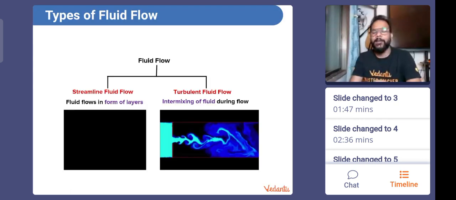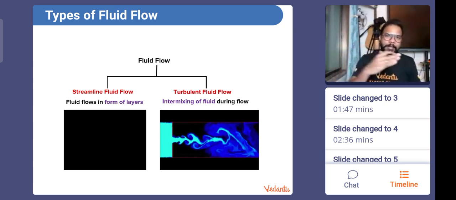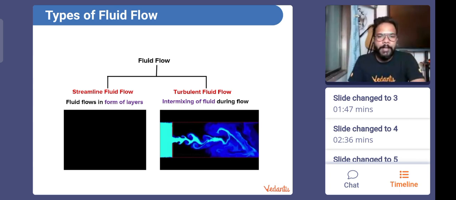Okay, so first of all, let's understand what a streamline flow is and what a turbulent flow is. Streamline flow is basically the one where the fluid is traveling in the form of layers. Fluid is flowing in the form of layers, but they are not intermixing with each other. So it's a very steady flow. That flow is what we call the streamline flow.